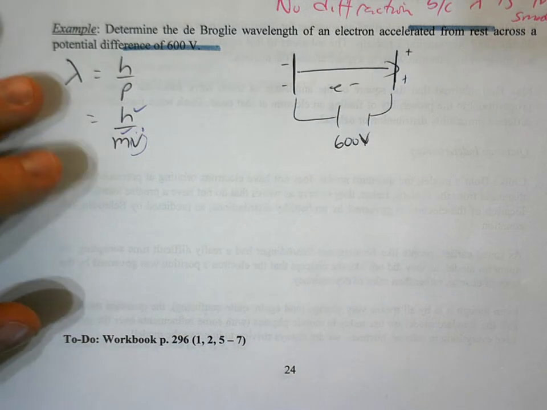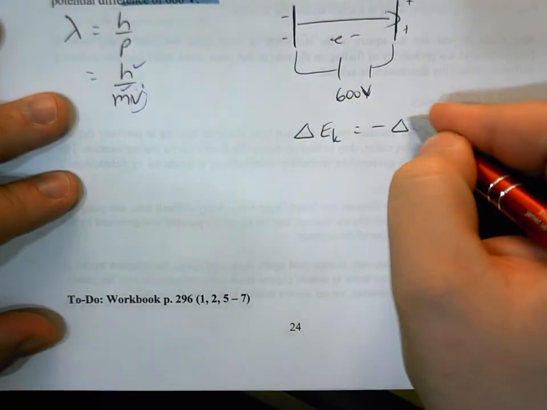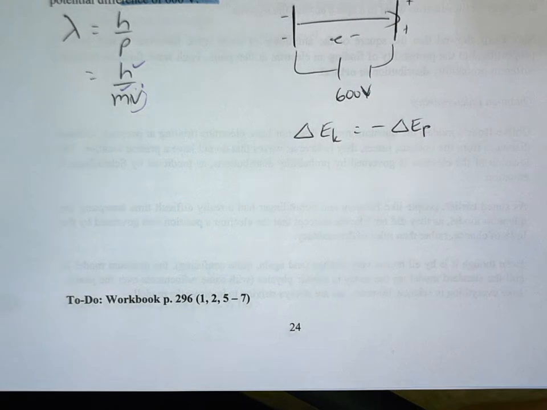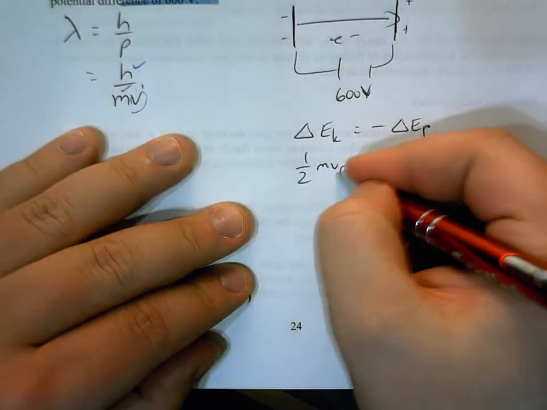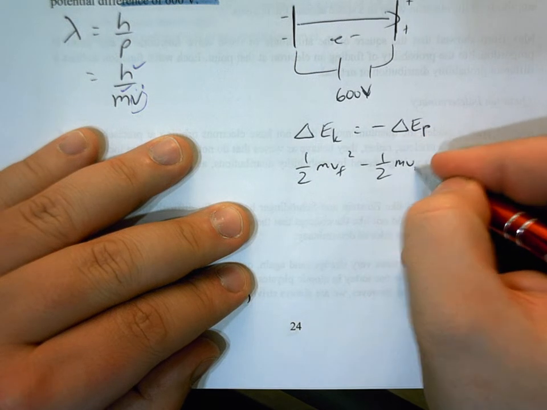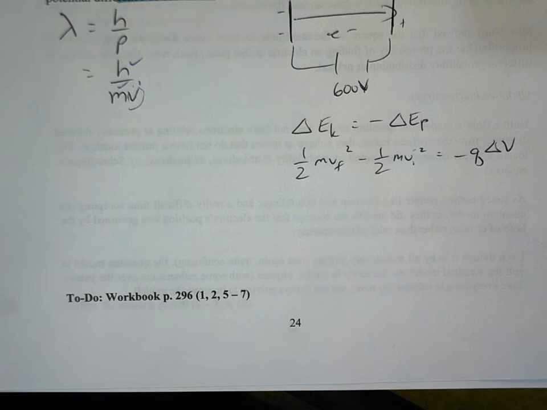So we talked about these questions a bit earlier in the course. We know that the change in kinetic energy is equal to the negative change of potential. So we know that half mv final squared minus half mv initial squared is equal to negative q times delta v. Right, here's where the fun kicks in.